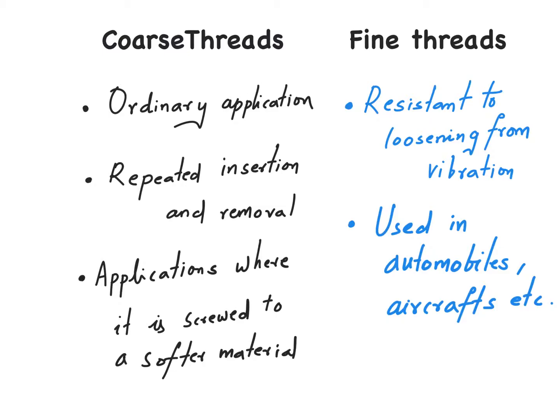And moreover, in applications where it is screwed to a softer material also, it is better to go with coarse threads. Now, what are the advantages of fine threads? They are resistant to loosening from vibration and they are used in automobiles and aircraft, etc. Because in automobiles and in aircraft, the joining members or the fasteners are subjected to severe vibration loads. Make sense? Let's move ahead.